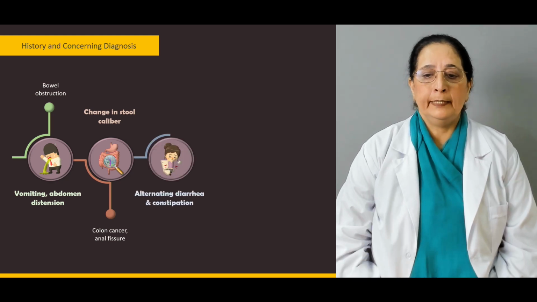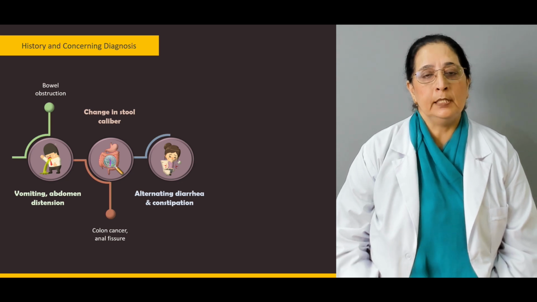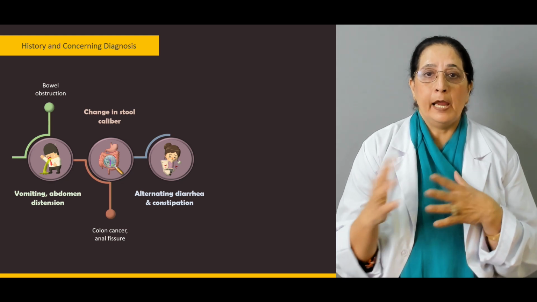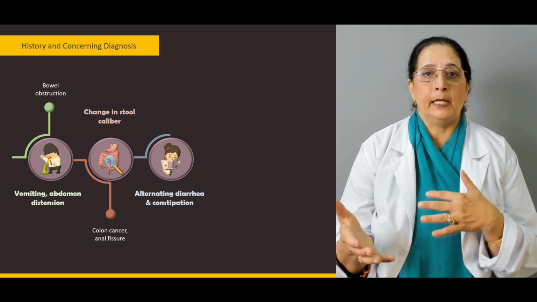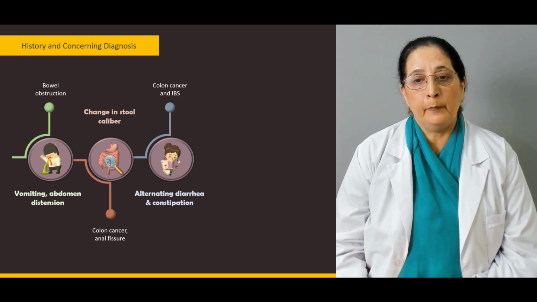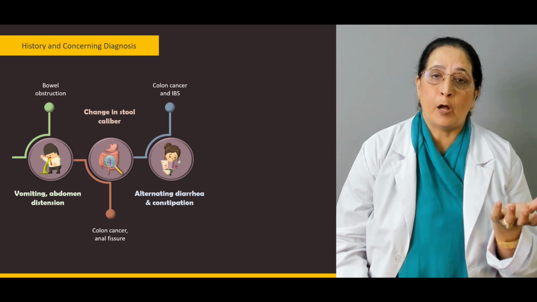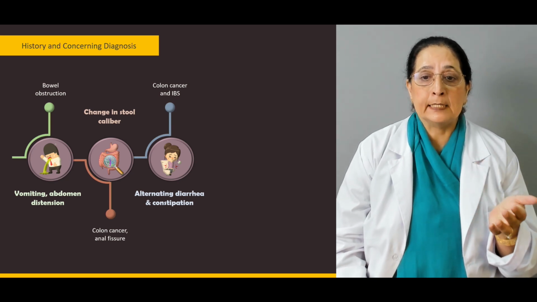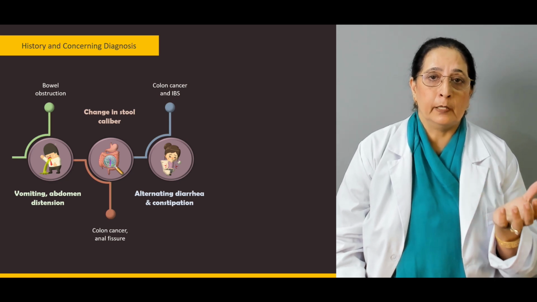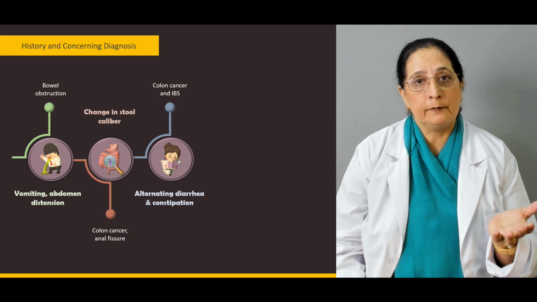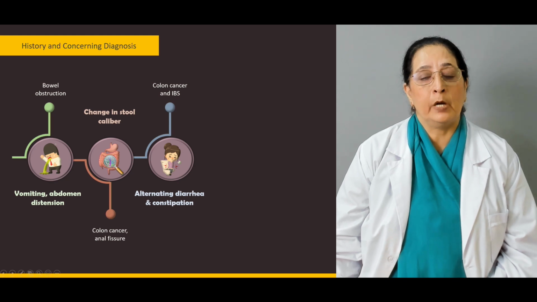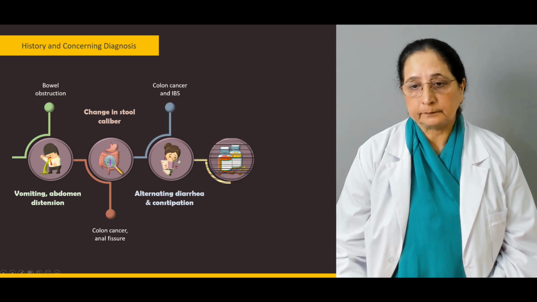Then alternating diarrhea and constipation. These are the patients who have a history of alternating diarrhea and constipation. Sometimes they have diarrhea, sometimes they have constipation, and these are very common in patients with irritable bowel syndrome, IBS, and inflammatory bowel disease, Crohn's disease, ulcerative colitis. It's very common in those patients and also in patients who have colon cancer.